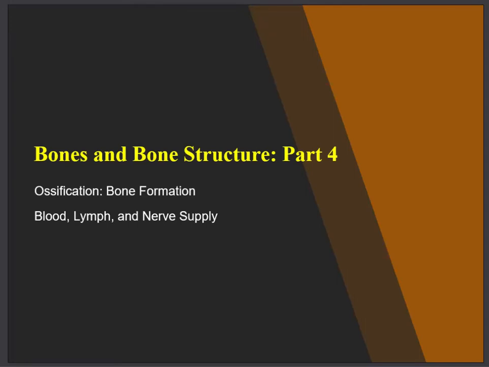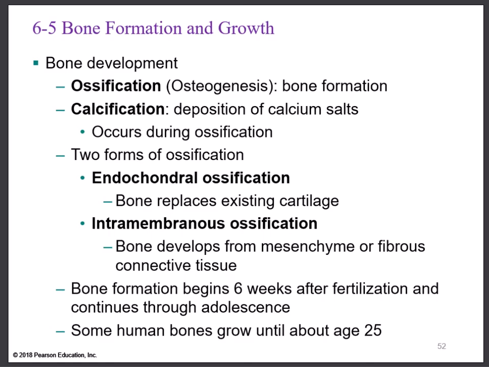In part 4 of bones and bone structure, we're going to take a look at the two types of ossification, which is bone formation. And then we'll take a look at how bone is supplied with blood, lymph, and nerves. So let's take a look at bone formation. The term that we use is known as ossification. Another term that you may hear is called osteogenesis, but simply both terms mean that we're forming bone.